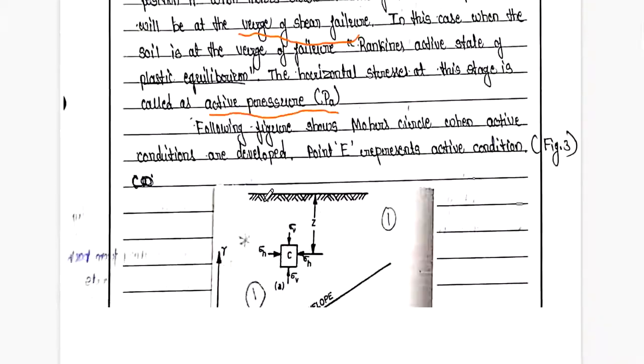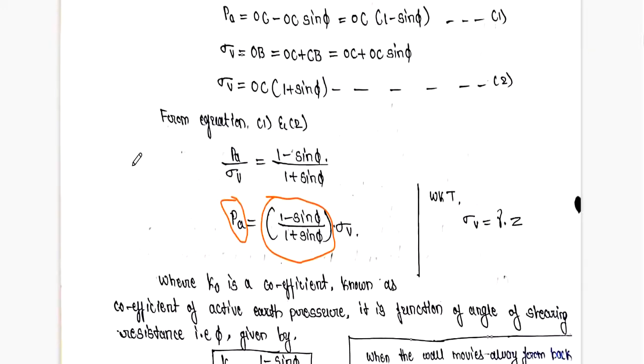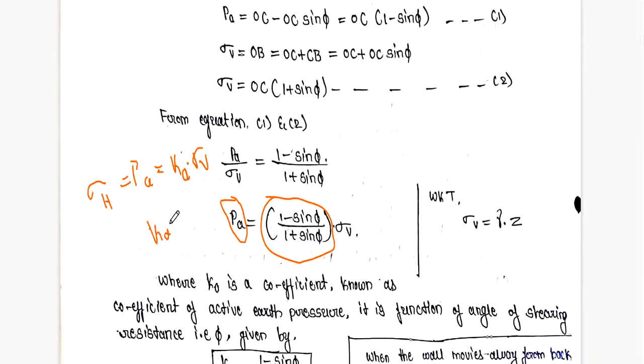Pa is equal to Ka into sigma V, because Pa is nothing but the active earth pressure, which is nothing but sigma H, that is horizontal earth pressure. So I know that sigma H is equal to Ka into sigma V, because I know that Ka is equal to sigma H divided by sigma V.